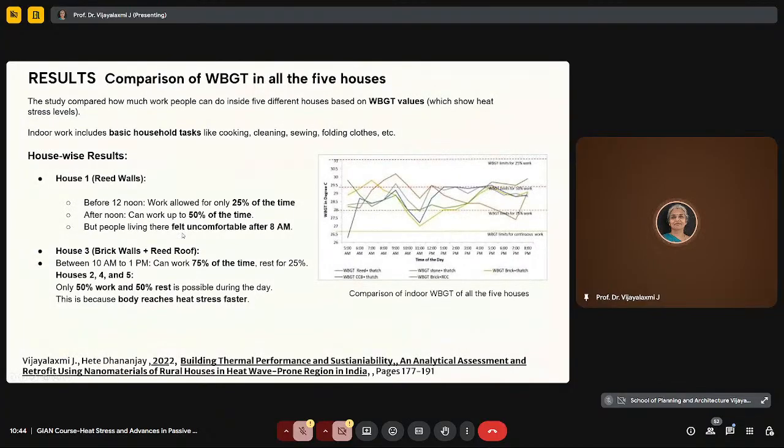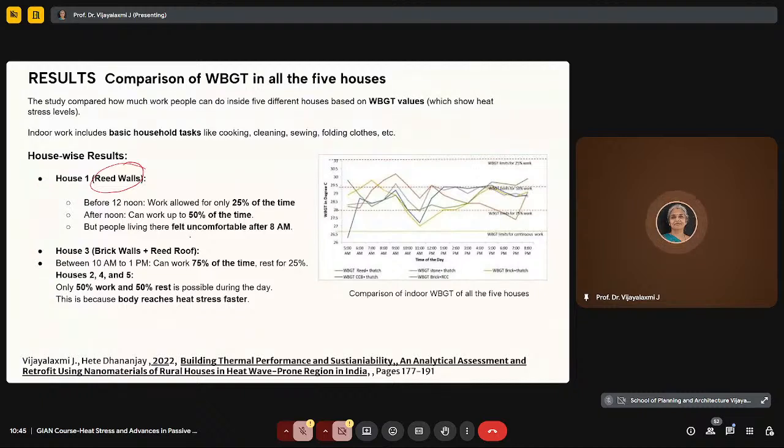So this study actually compared how much work people can do inside these 5 different houses based on the WBGT values, which show heat stress levels. Indoor work includes basic household tasks like cooking, cleaning, sieving or folding clothes and things like that. House-wise, the result showed that when the walling material was reed, which is actually called rail gaddi, this is grass grown along the rail tracks closer to this place.